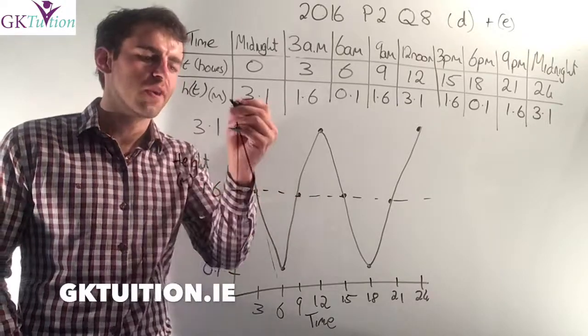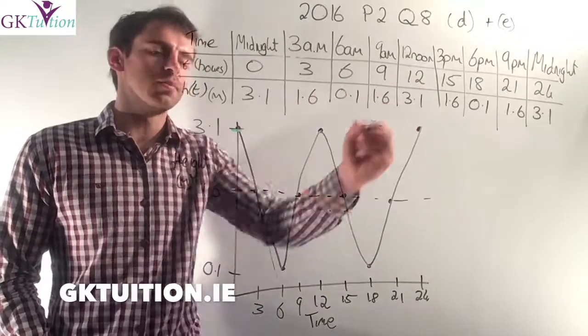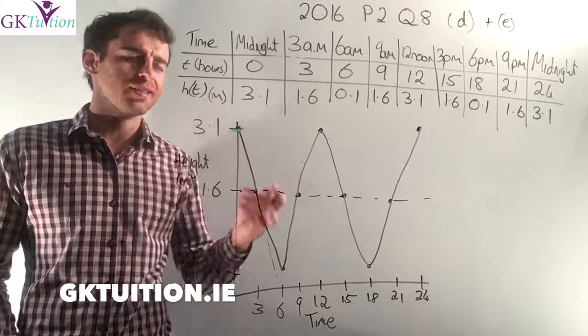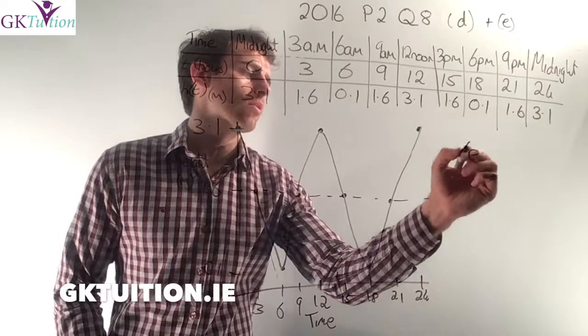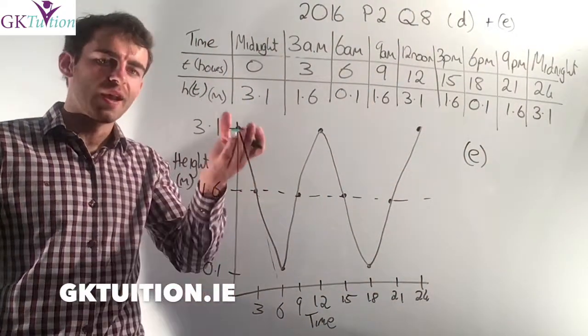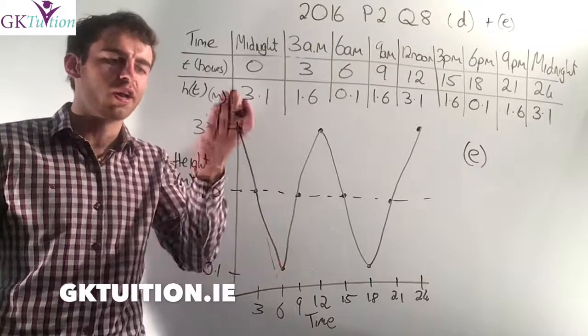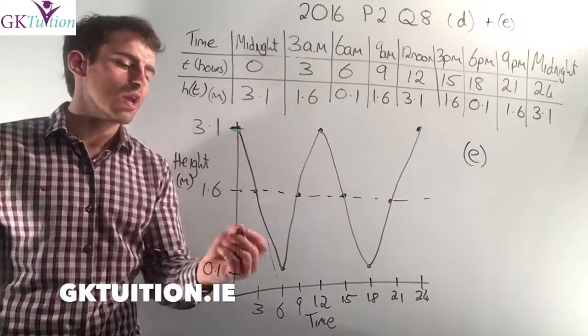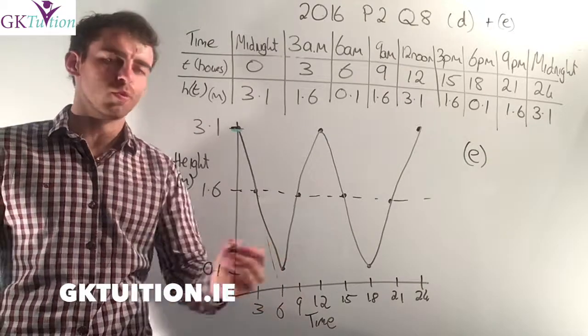Because this is a curve, it has to be done by hand as opposed to using a ruler. So with this in mind now, part E becomes very straightforward. In part E, we're asked to use the graph to find the range of values, or find the difference between low tide and high tide. So clearly high tide occurs at 3.1 meters and low tide occurs at 0.1 meters.